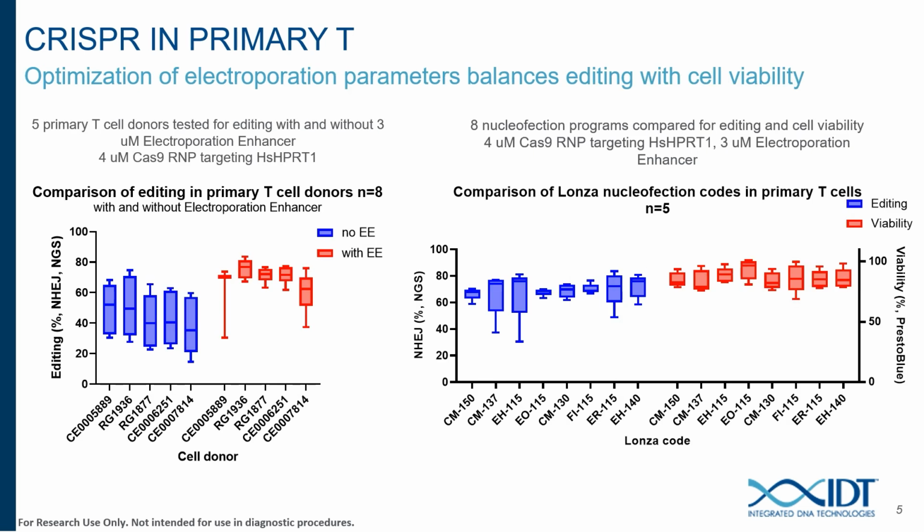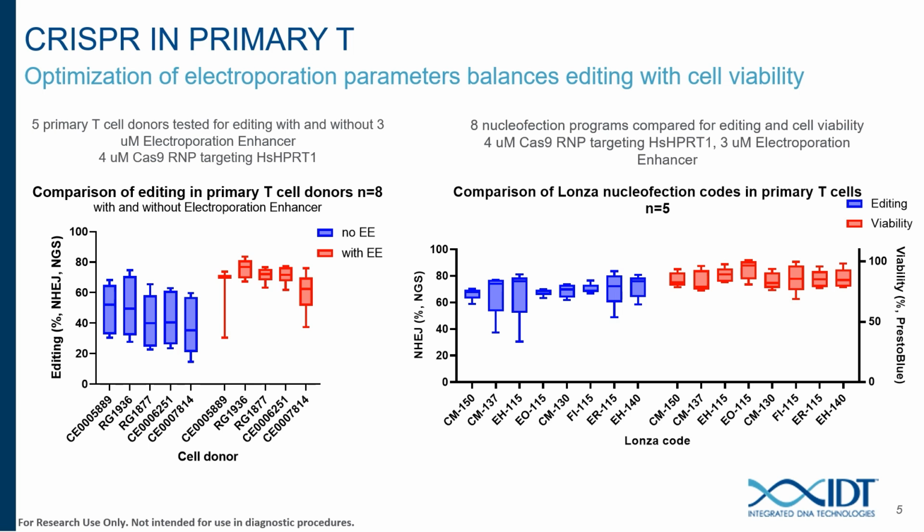And next, we optimize a few different parameters for electroporation. Our preferred method is Lonza nucleofection, and for all our RNP delivery experiments, IDT has an electroporation enhancer product. And on the left side of this slide, we're testing 5 different human donors of primary T cells and saw that they all benefited from including electroporation enhancer in the reaction.